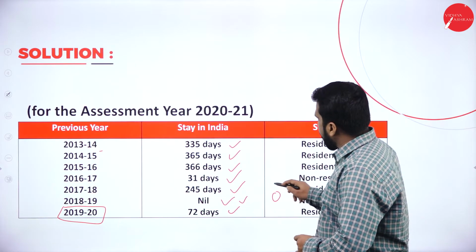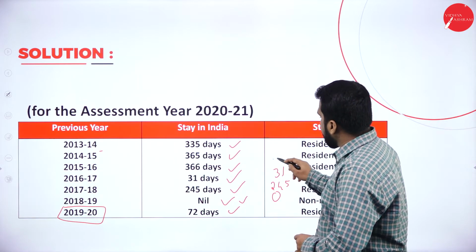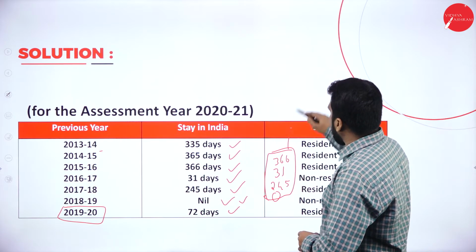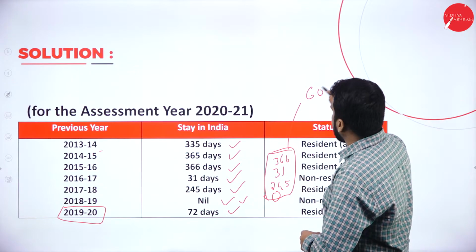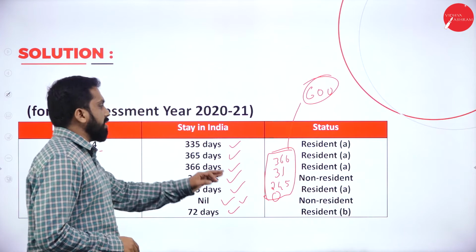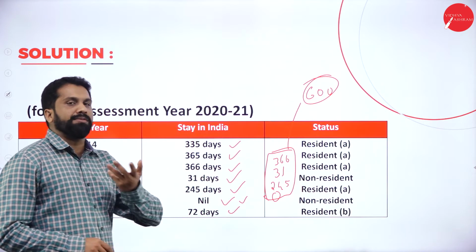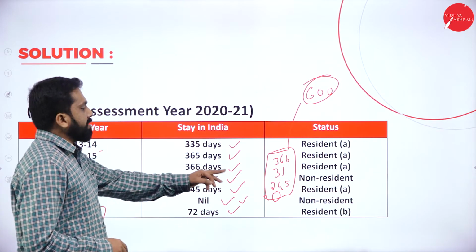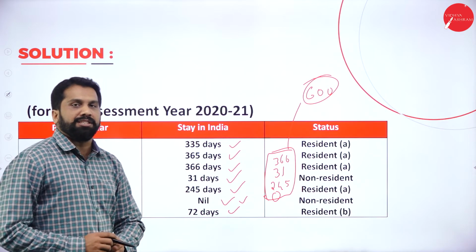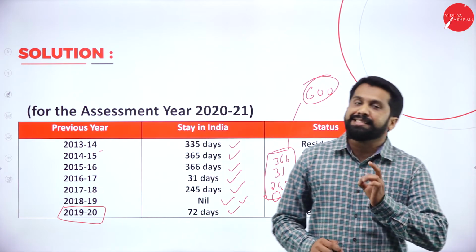0, then 245, then 31 days, 366 days. So out of 4 years, we got around 600 something. So how many days we required? 365 days. How many days was he there? It comes around 602, 603. So he was there for more than 365 days. So as per this, we call him resident.